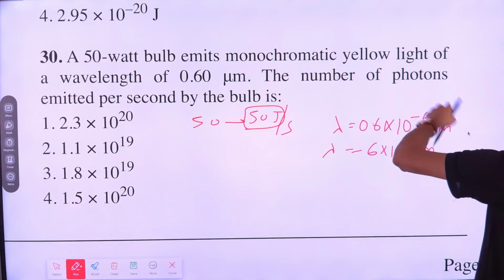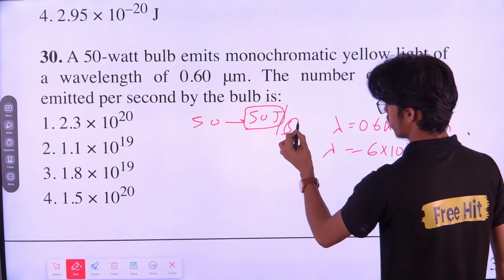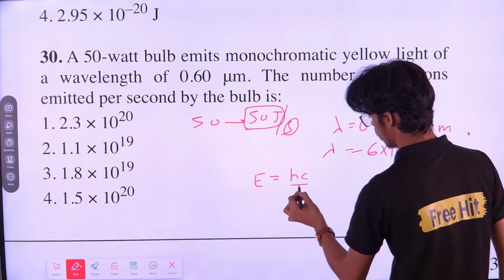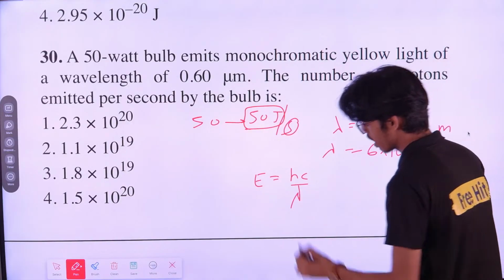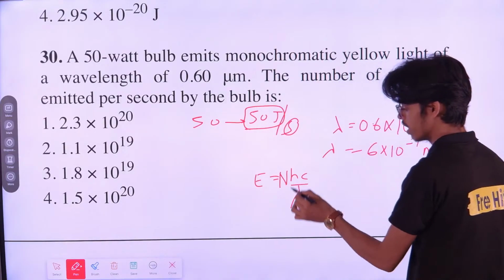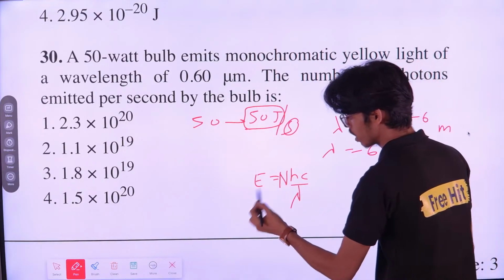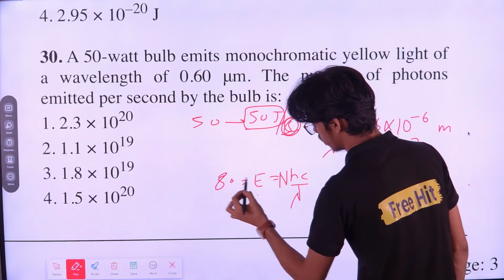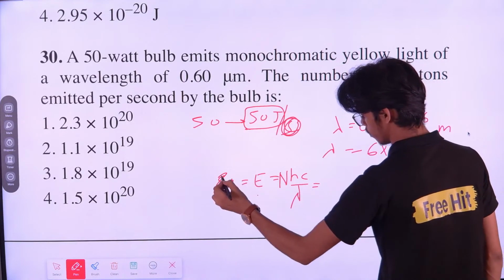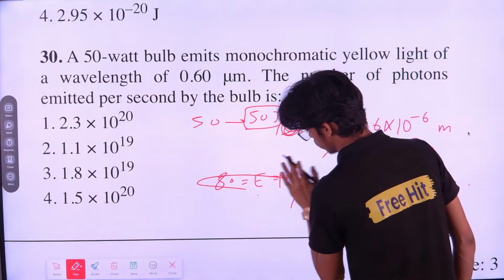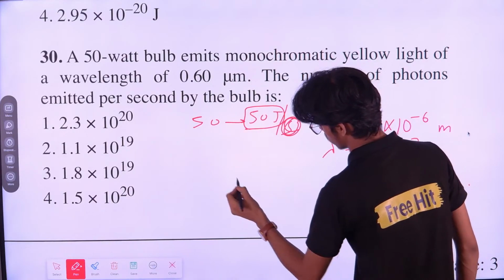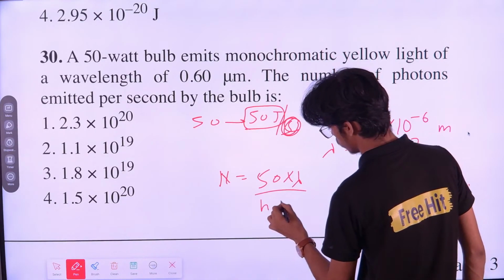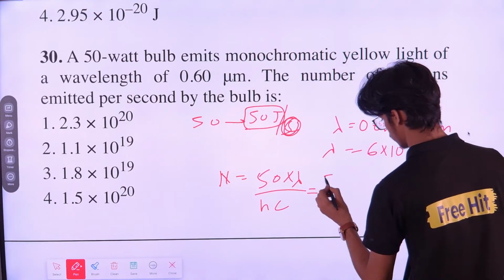It is asking the number of photons emitted per second. So E equal to hc by lambda, right? This is the energy for one photon. Suppose n number of photons are released, so you multiply the energy of one photon by n, you get total energy. And the total energy for 1 second is 50 joule. So 50 equal to n hc by lambda. So n equal to 50 into lambda by h into c. If you find this value, we will get our answer.